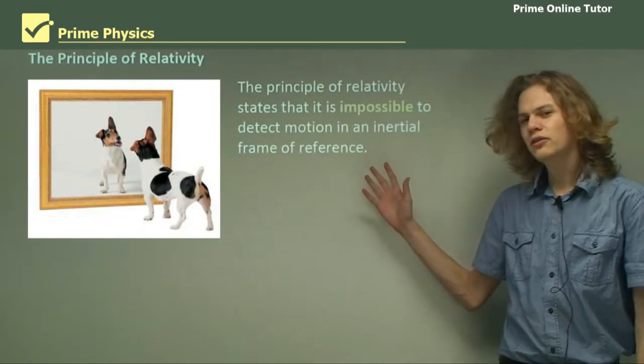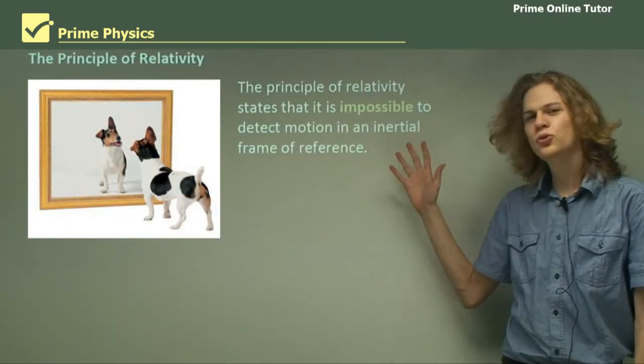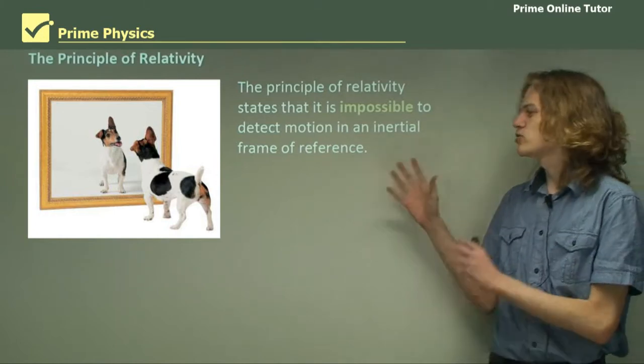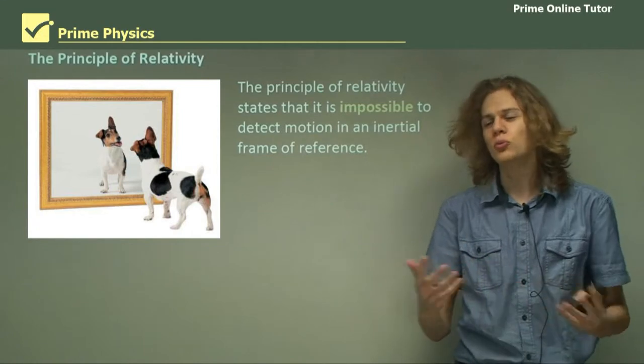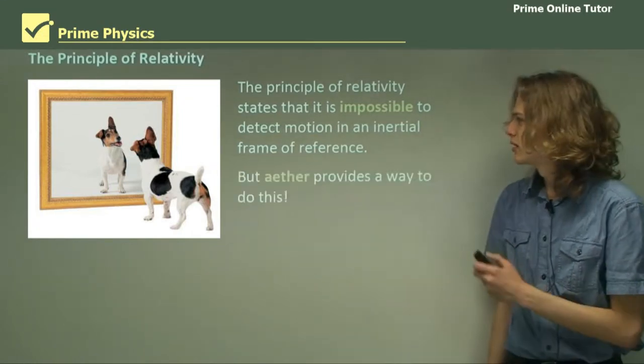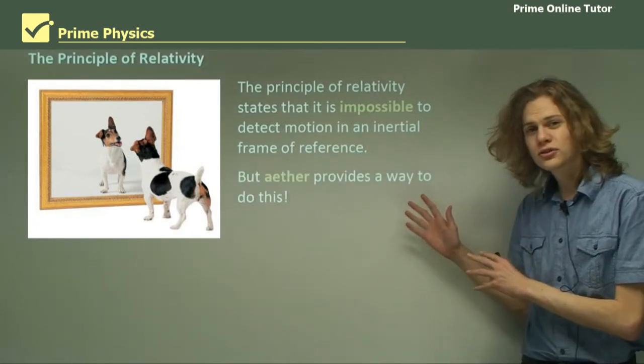So the principle of relativity states that it is impossible to detect any motion in an inertial frame of reference. You can't tell if you're moving forward or backwards, or if you're not moving at all. But ether provides a way to do this. All we need is a mirror.